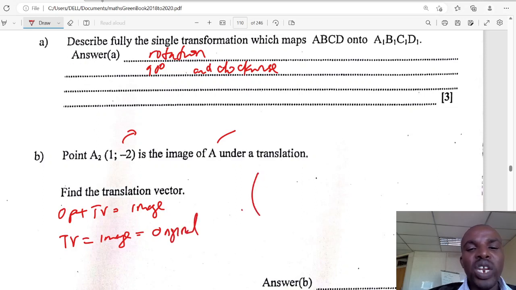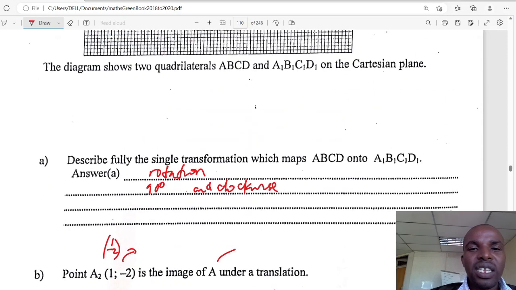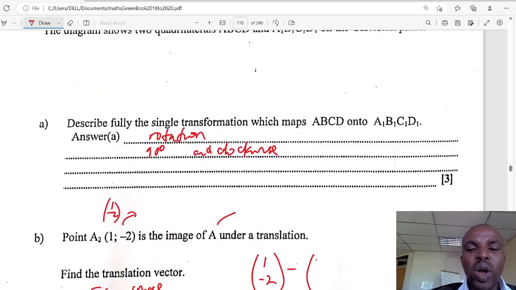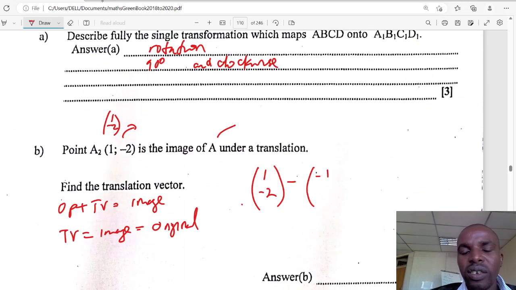And you have to present it in vector form, right? So our image, we already told, is (1, -2). It's the same as this presentation. Please take note of that. Then minus the original point, which is A. What is the original point of A? It's (-1, 1).